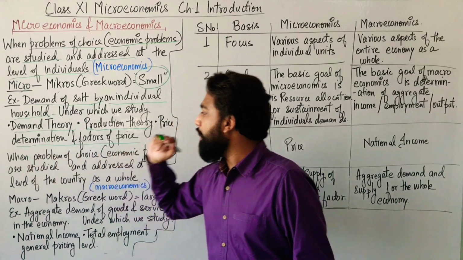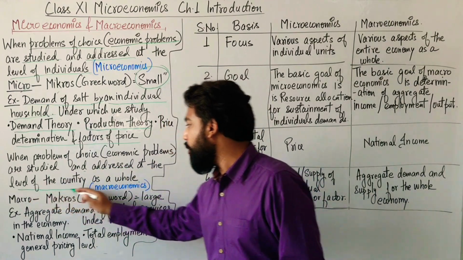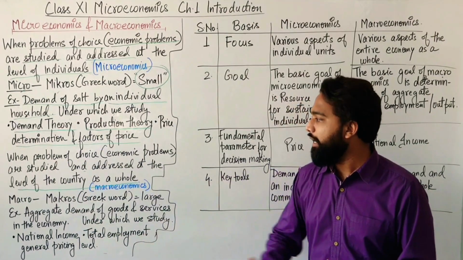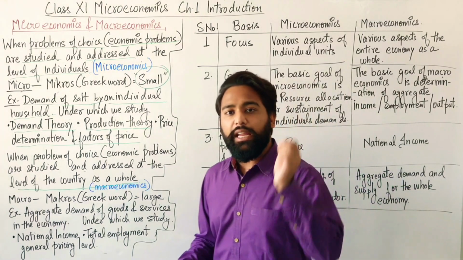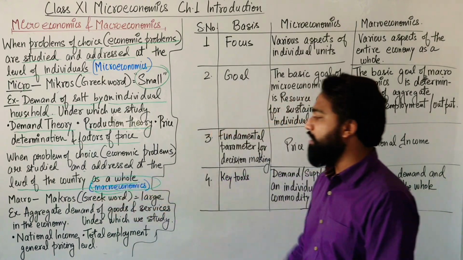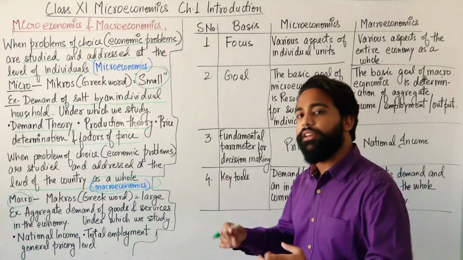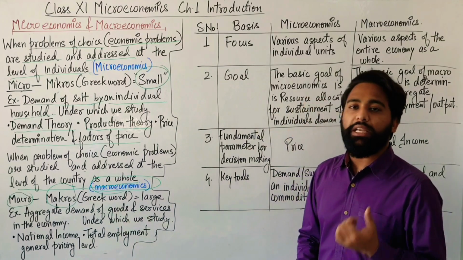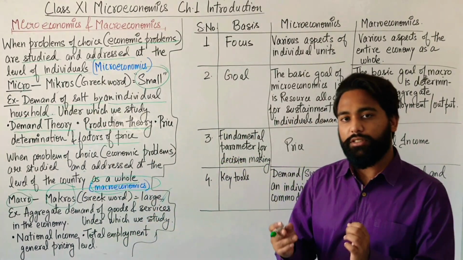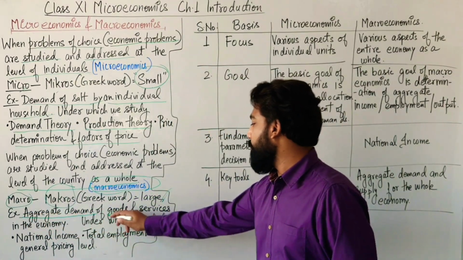Now, when problems of choice, that is the economic problems, are studied and addressed at the level of the whole country, now the thing is changed. When the economic problems are studied and addressed at the level of the country as a whole economy, then it is known as macroeconomics, and that study comes under macroeconomics. Now the term macro is taken from a Greek word which is macros, and it means large. Is that clear? Now, example, the aggregate demand of goods and services.